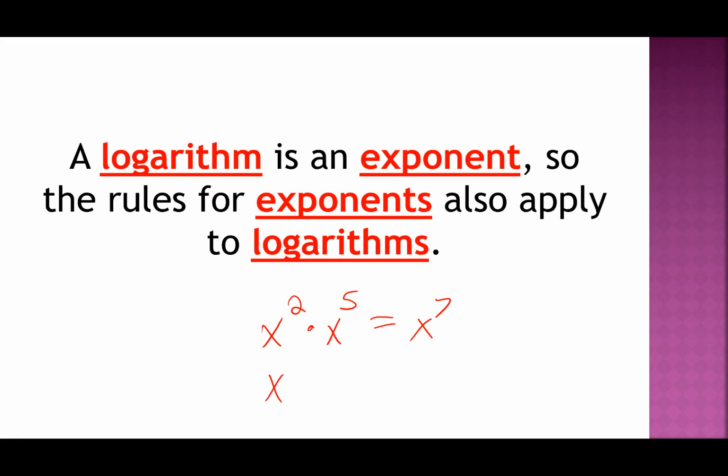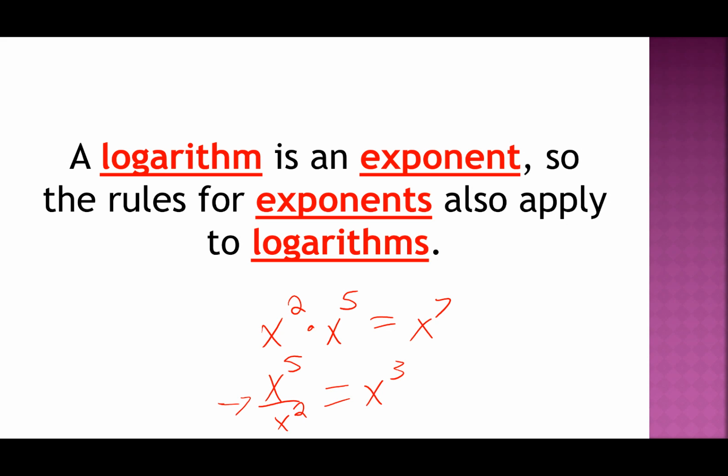Also, division, this is kind of like subtracting the exponents because you have 5 on top, 2 on bottom, and they're going to cancel out, and you end up left with x to the 3rd. So division and subtraction, so to speak, kind of go together as well.